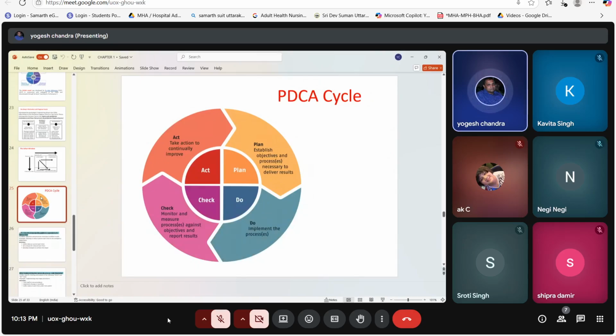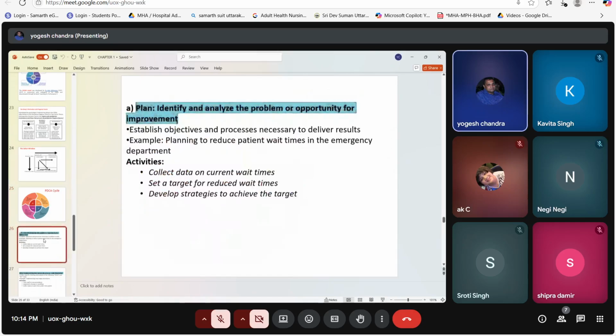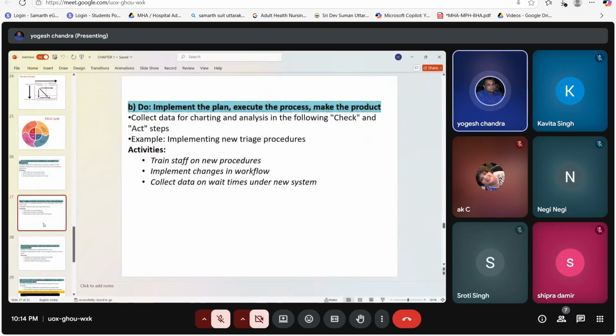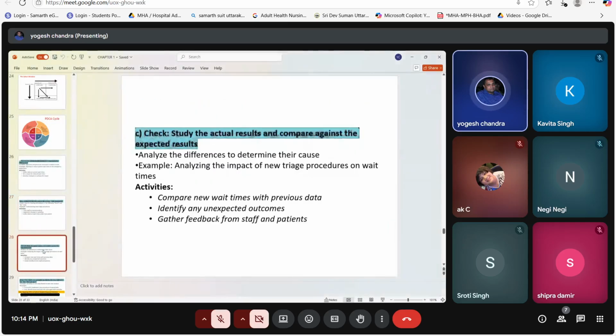This is the PDCA cycle. Later on, we will discuss this cycle in detail. This is one basic quality cycle which we use for any kind of quality improvement, whether it is NABH or NQAS, the National Quality Assurance Standard. These are some basic tools there. And if you see this model, plan, do, act, and check, that is going to be the same model. And these are some details about this PDCA model.